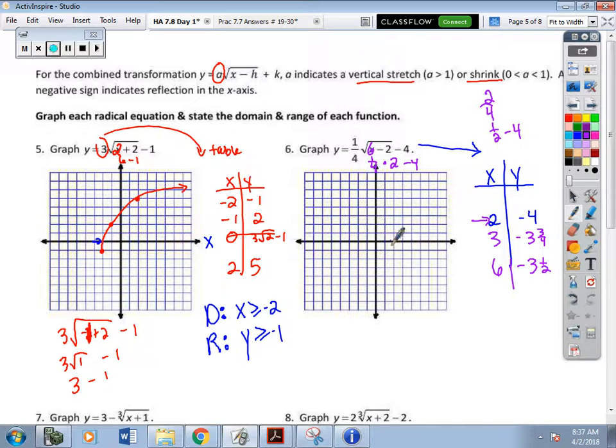So we'll have 2, negative 4; 3, negative 3 3/4; 6 and negative 1, 2, 3.5. It's like really flat. That's okay.